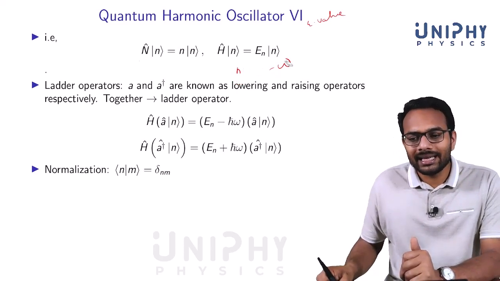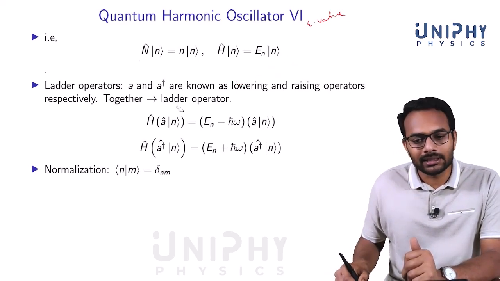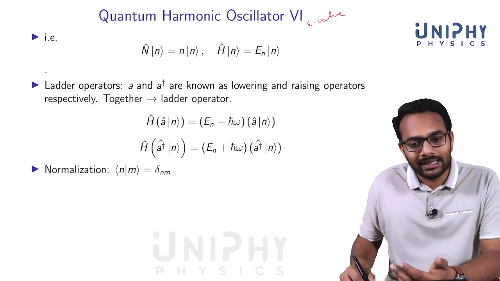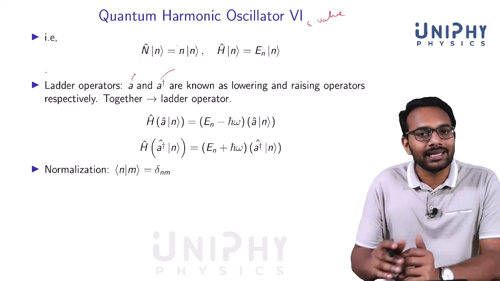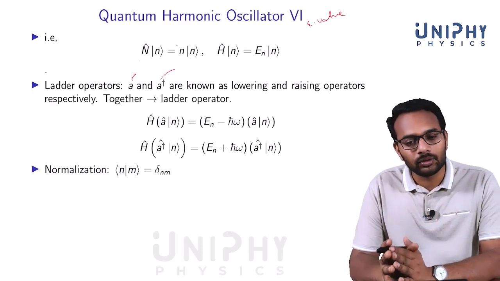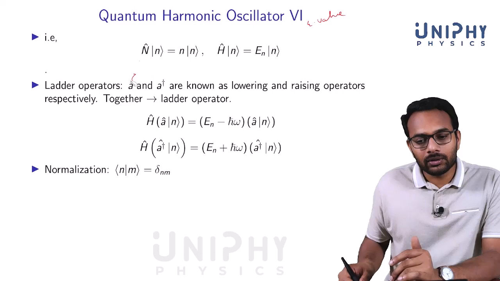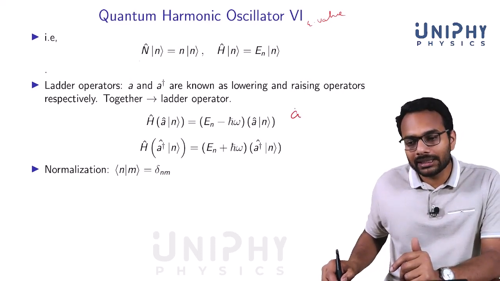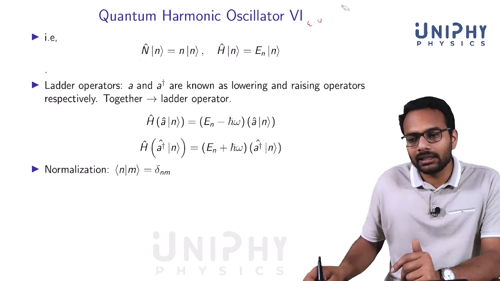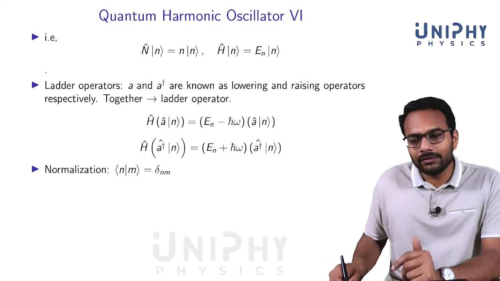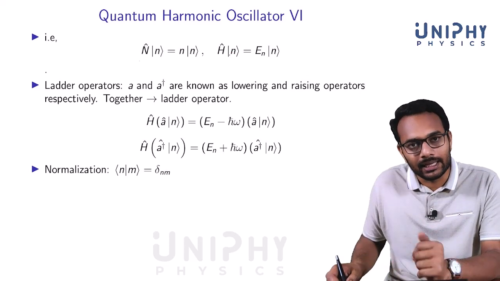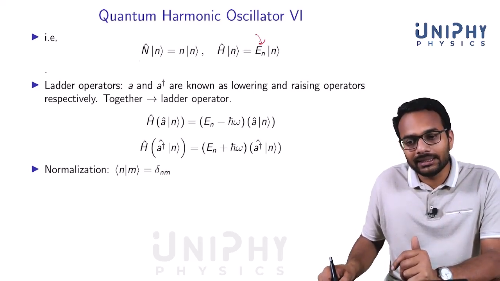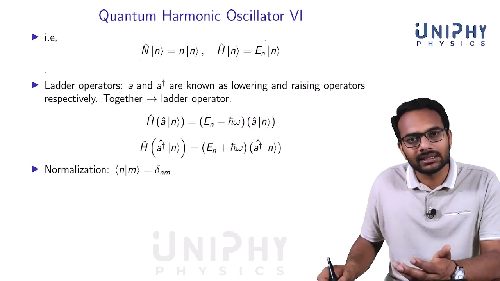Now this a and a dagger are known as ladder operators. a is known as the lowering operator and a dagger is known as the raising operator. Why do we call them raising and lowering operators? Because suppose you look at the state a acting on n. We know that if the particle is in the state ket n, then it has an energy En, where En is n plus half h cross omega.